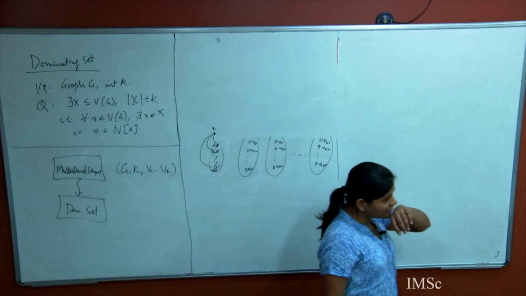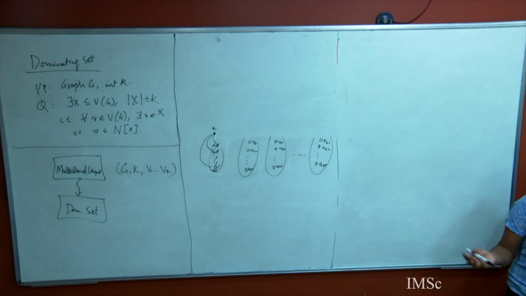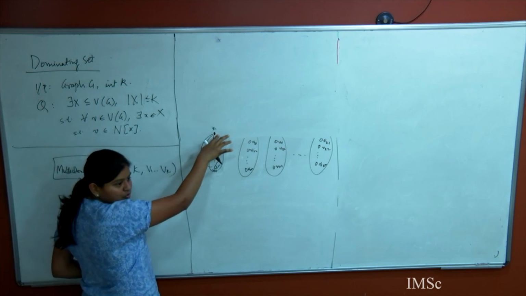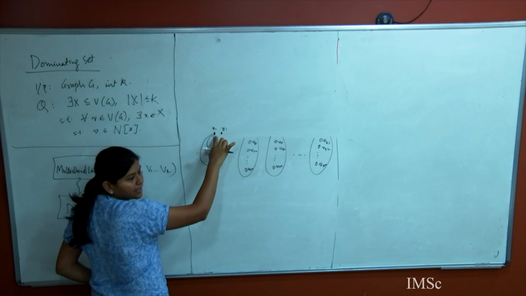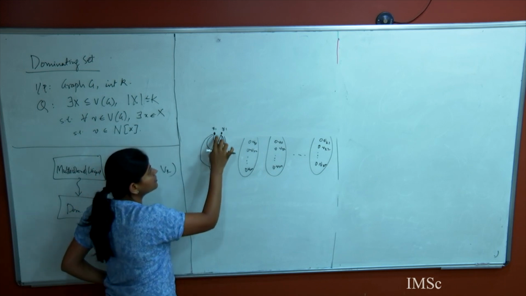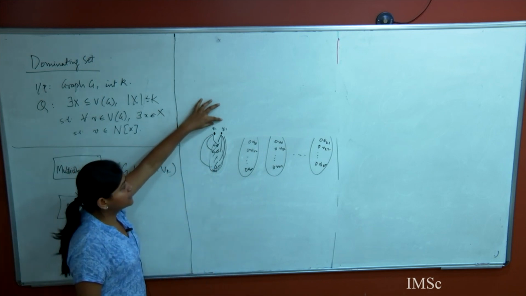Okay, but then it can be dominated by itself also, right? So to ensure that we don't choose this vertex, let's add another vertex y1 which is not dominated by x. So it is also adjacent to everybody else, but the two are not adjacent. Okay, so notice that x and y cannot dominate each other.